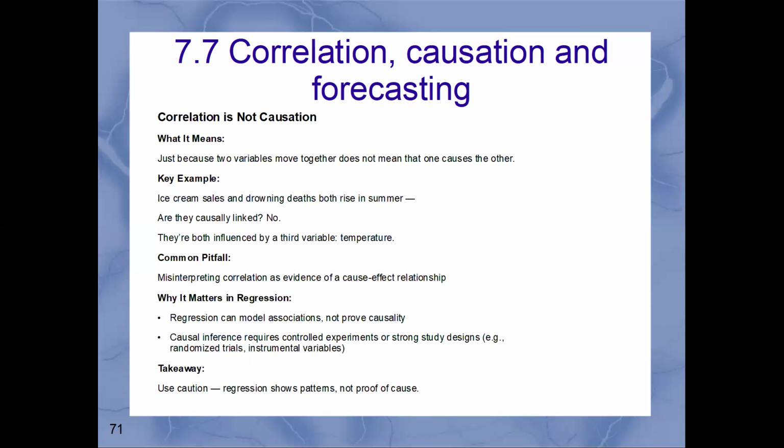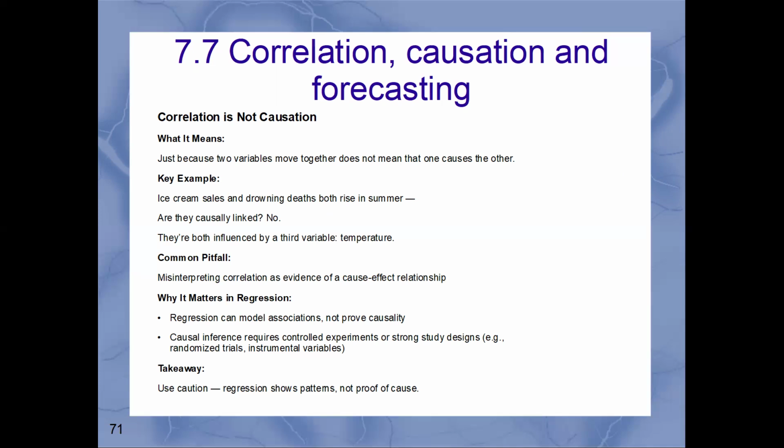So just because two variables move together doesn't mean that one causes the other. For example, ice cream sales and drowning deaths both rise in the summer. Are they causally linked? Probably not, right? They're both influenced by a third variable, temperature.